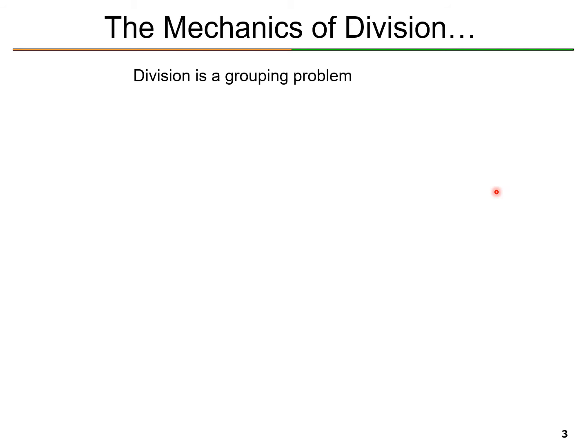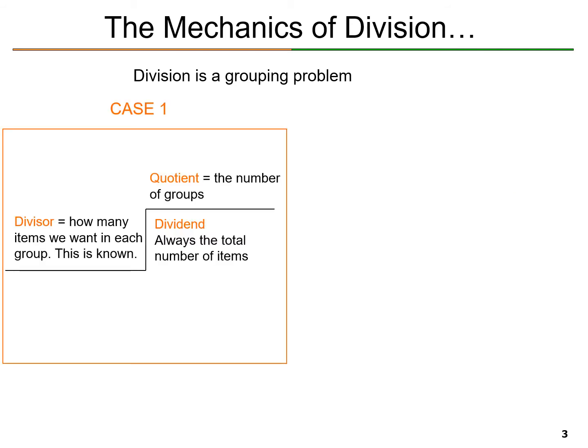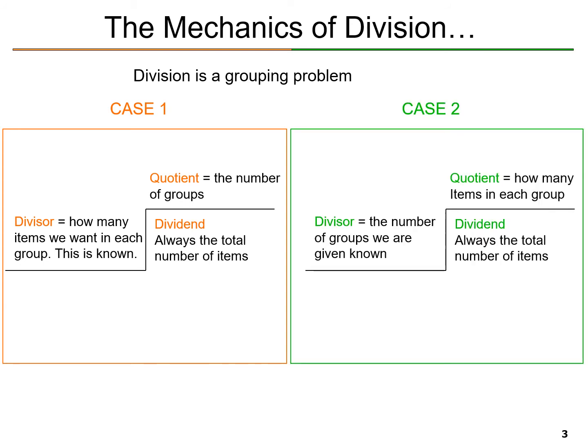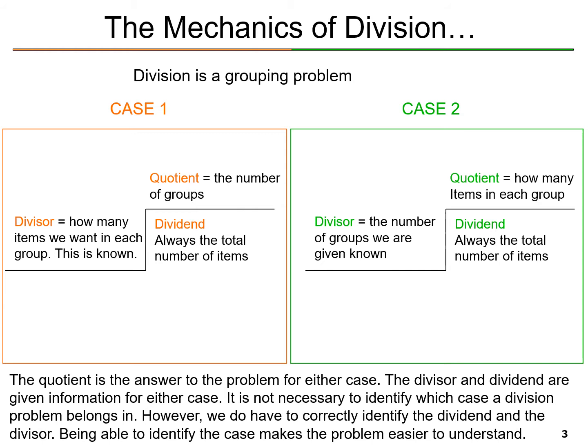Again, division is a grouping problem. In case 1, the divisor is how many items we want in each group. This is known, and the quotient, which is part of the answer, is the number of groups. The dividend is always the total number of items. And in case 2, the divisor is the number of groups that we are given, and the quotient this time is how many items are going to be in each group. We have to find the quotient in both cases. Again, the quotient is the answer to either case.